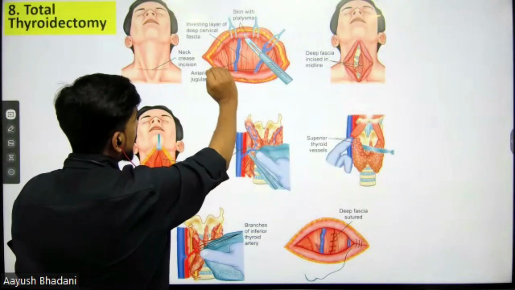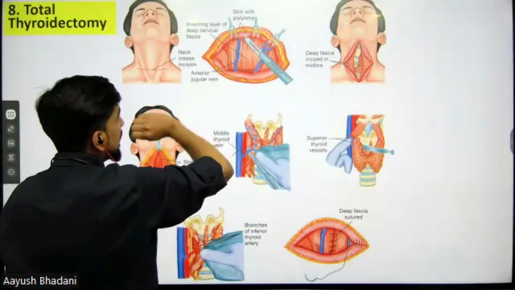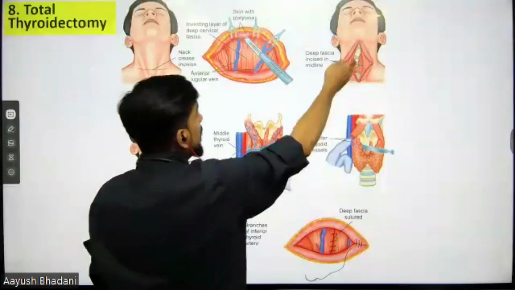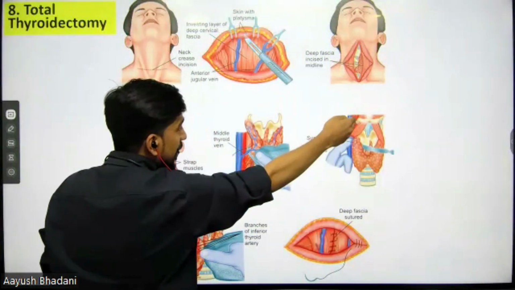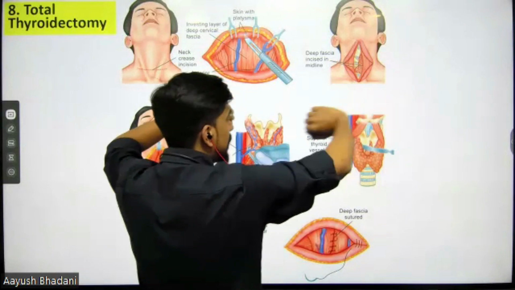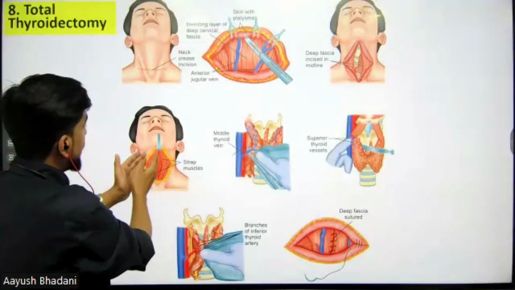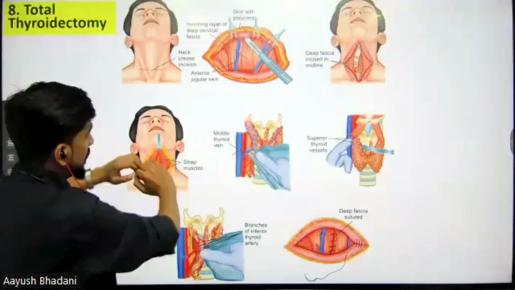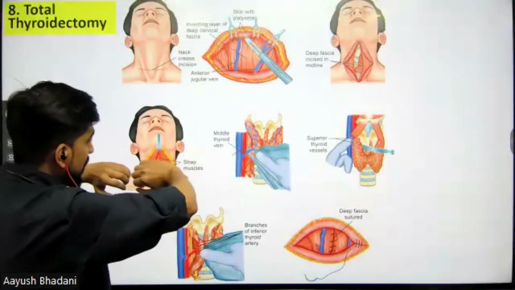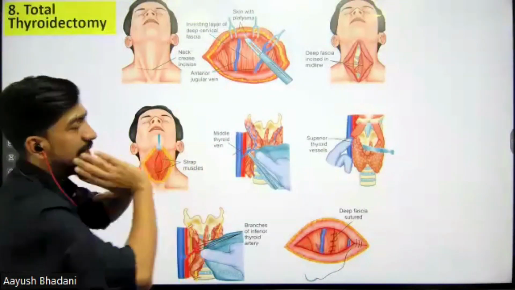We cut the skin and the platysma. We have the investing layer of the deep cervical fascia. We cut the deep cervical fascia vertically and pull it up. Then we also have the strap muscles. We again retract it. The moment we retract, we have the thyroid waiting for us.